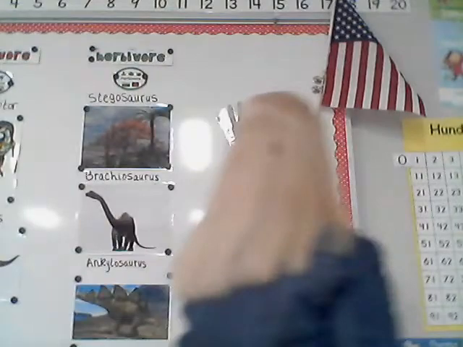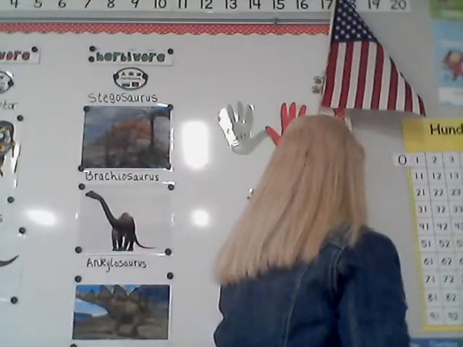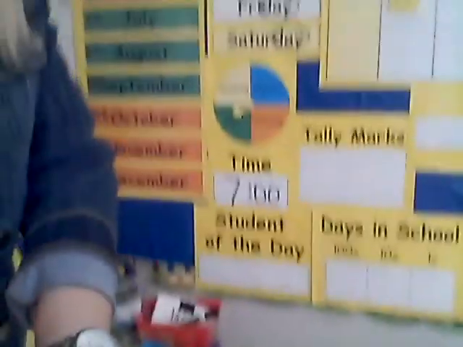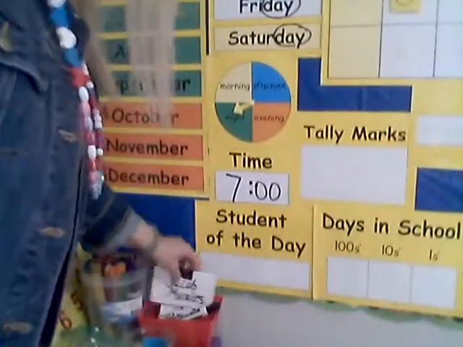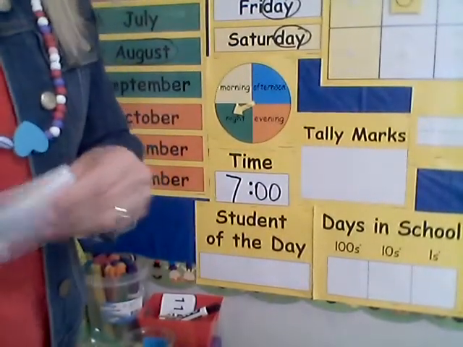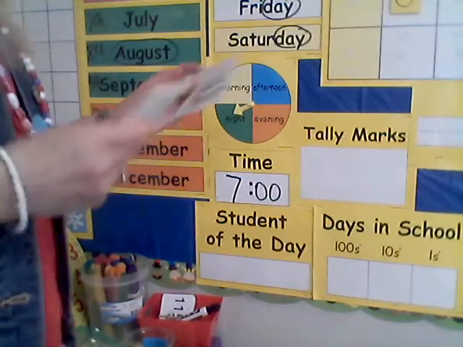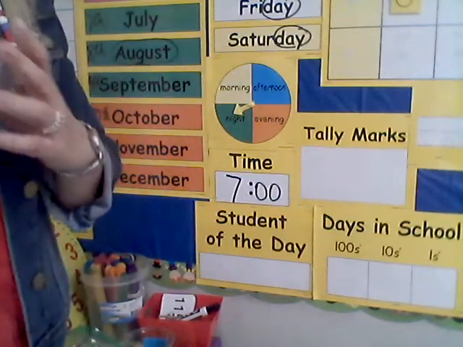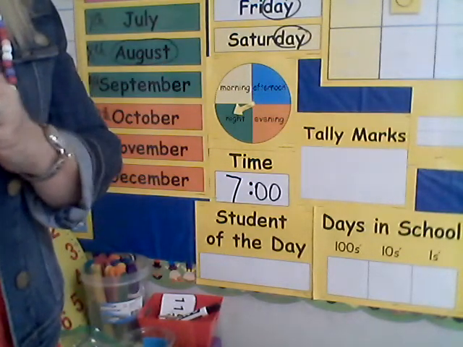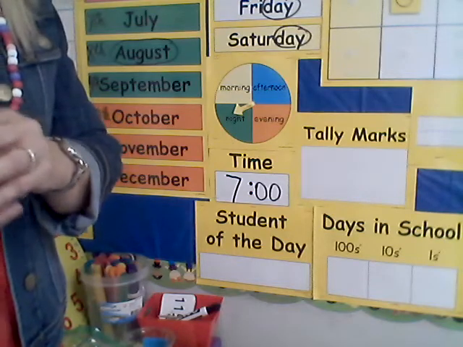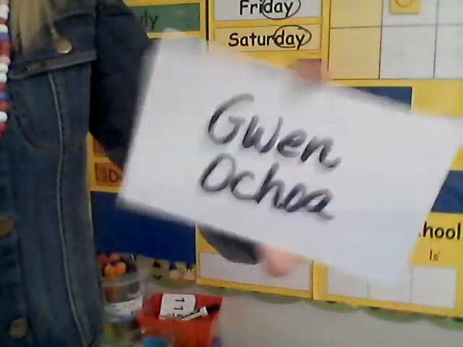Alrighty, my friends, let's go ahead and turn to morning meeting. Alright, so of course the very, very first thing we're going to do is draw out a card. We know that yesterday it was Jacob. So let's see who it will be today. So today's student of the day is Gwen Ochoa. Come on down, Gwen.